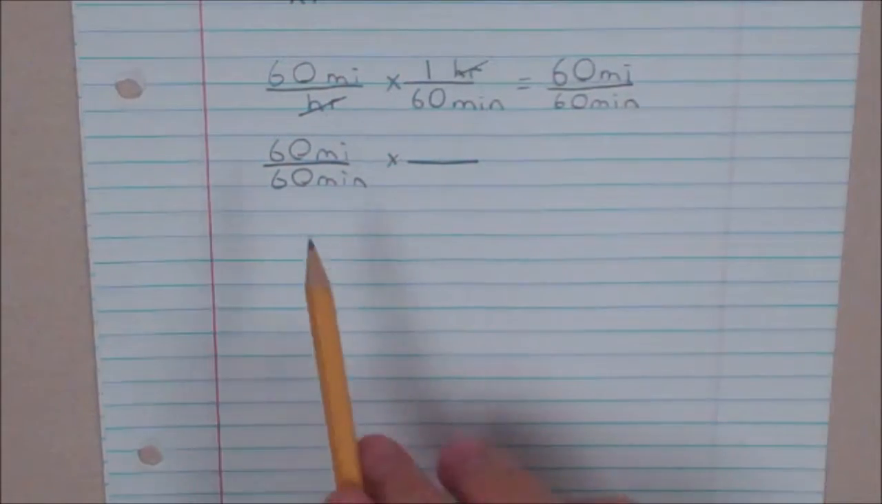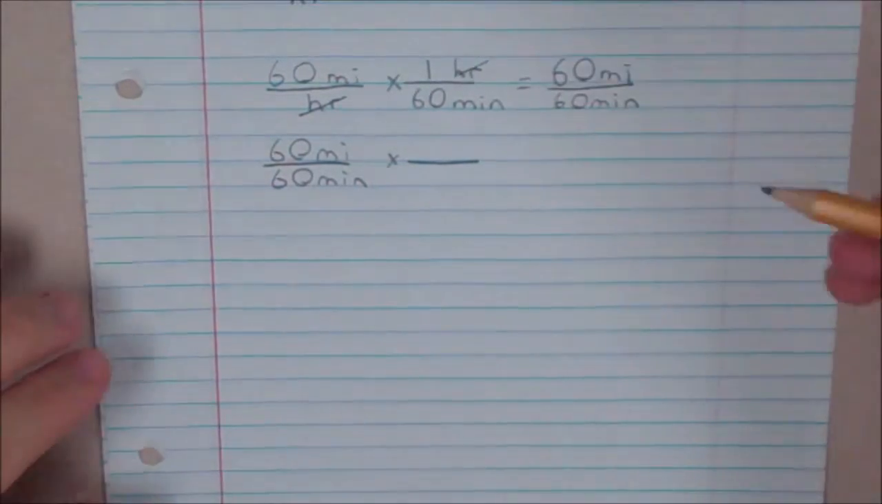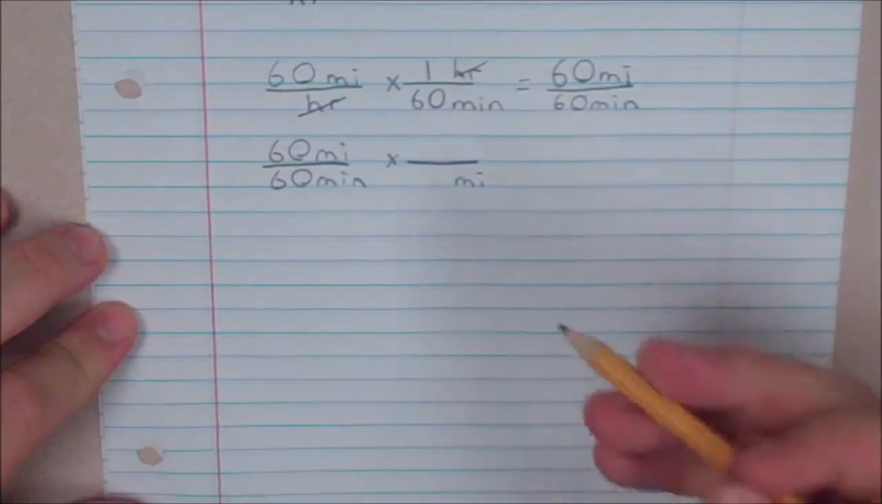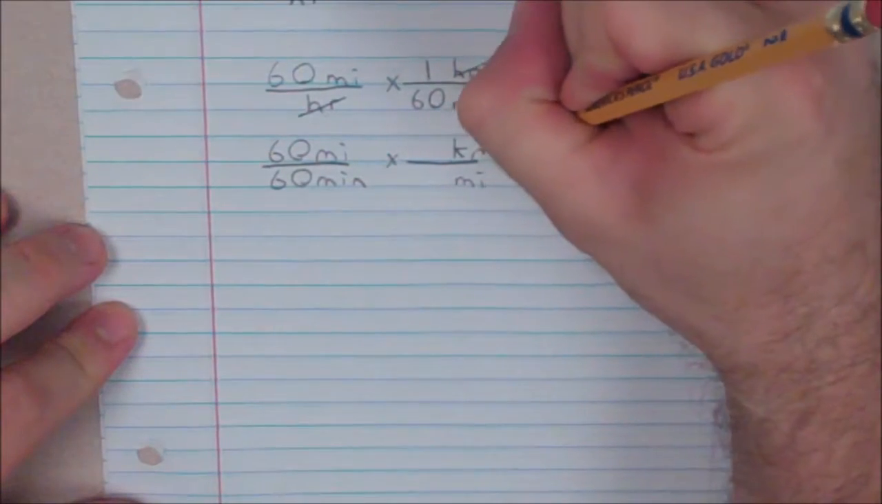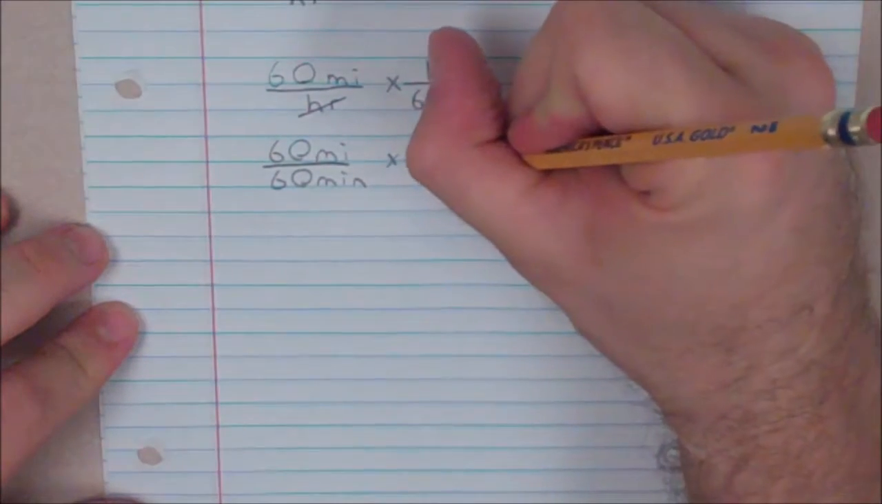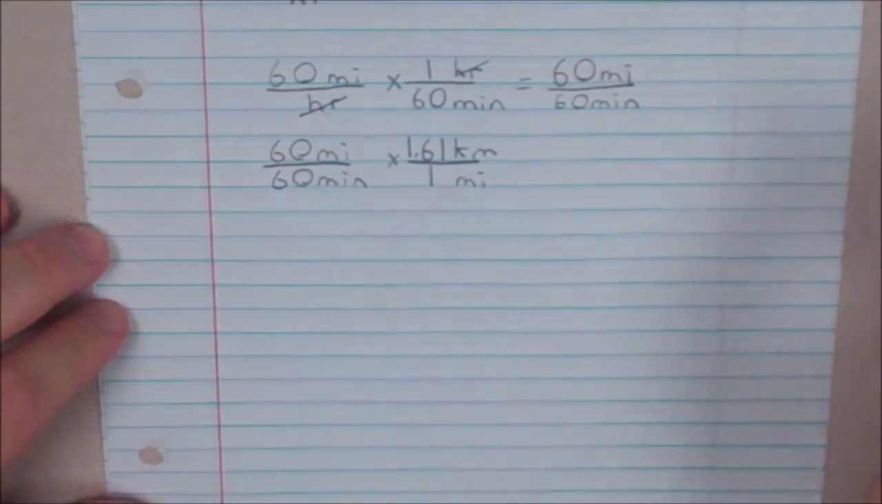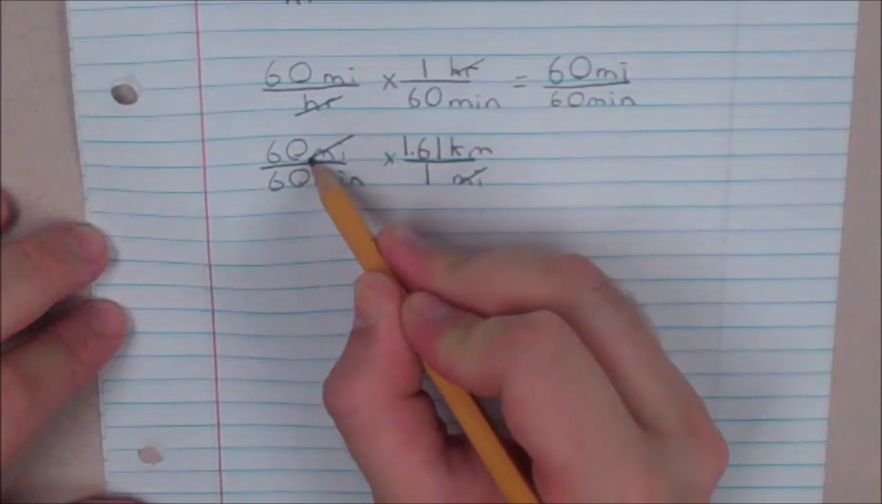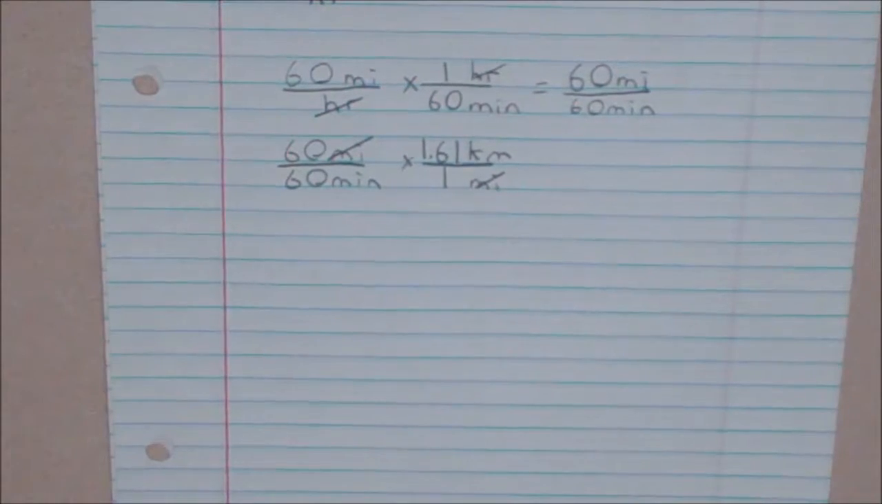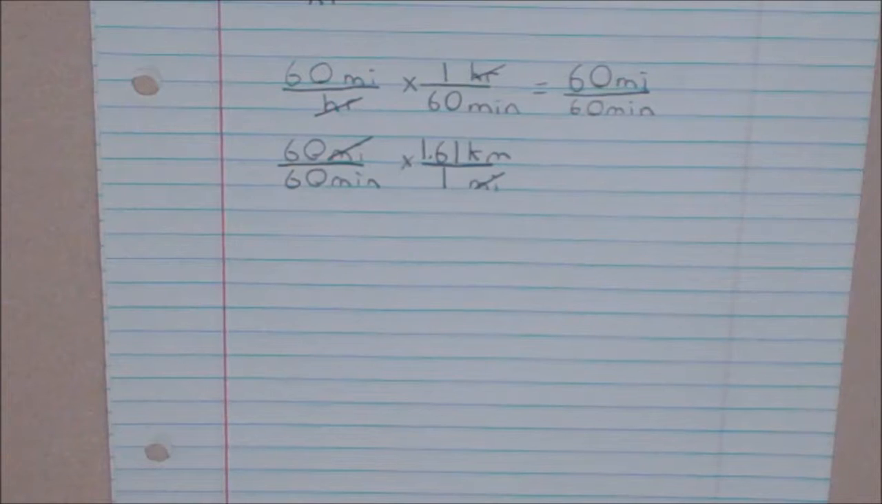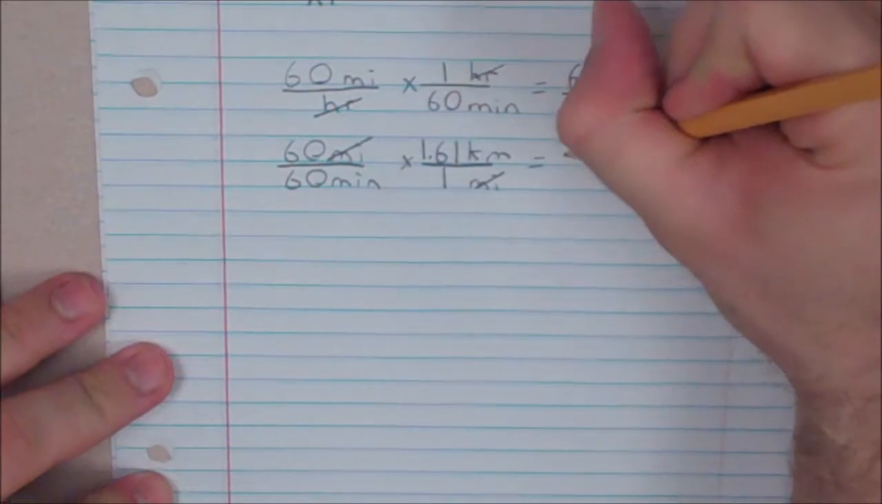except in this case I want to change the miles to kilometers. So I put miles on the bottom, so they'll cancel. I put kilometers on the top, and I know that 1 mile is equal to 1.61 kilometers. Miles cancel. Then again, this is just like an algebra fraction problem. Top number times top number. So 60 times 1.61 gives you 96.6.